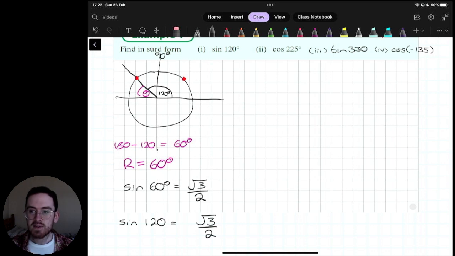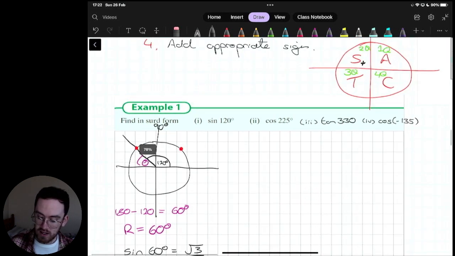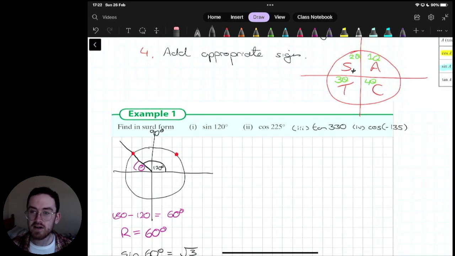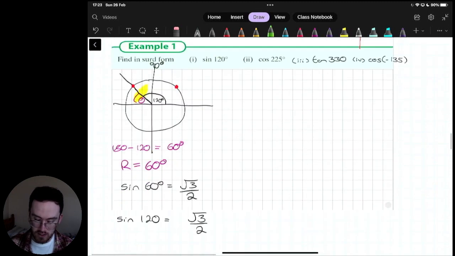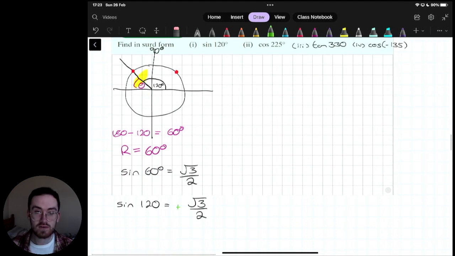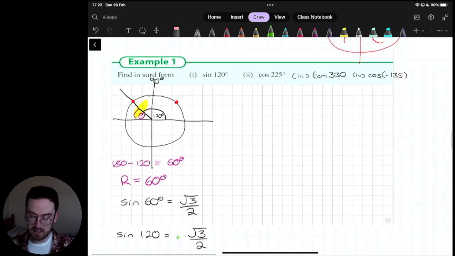And the last thing we need to look at is whether it's positive or negative. And to do that, we think about our CAST circle we have here. We look at which quadrant we're in, and we can see here that we're in the second quadrant. And in the second quadrant, sine is positive. So my answer is just plus root 3 over 2, exactly the same as sine of 60.